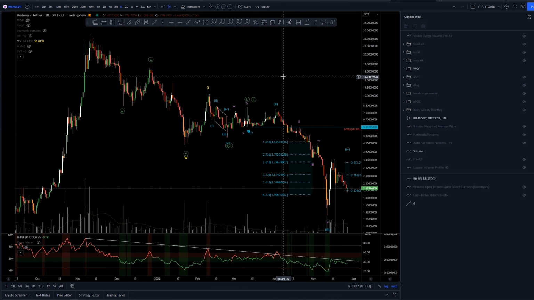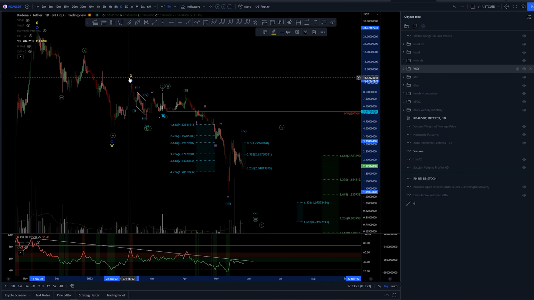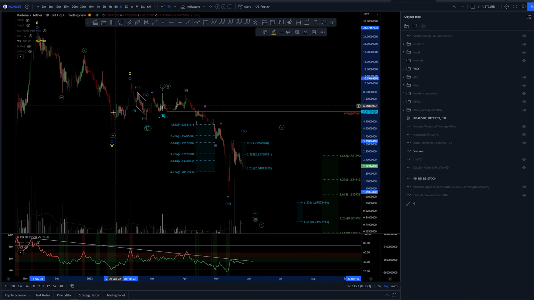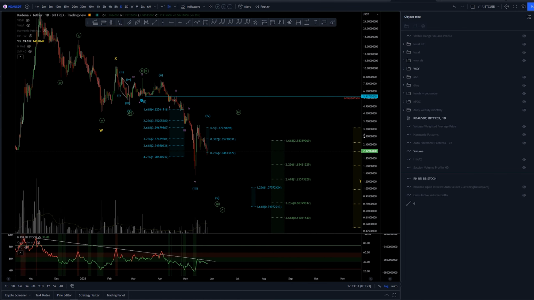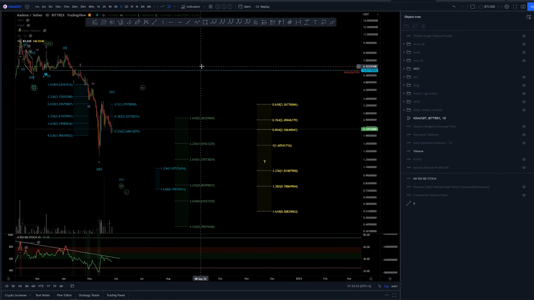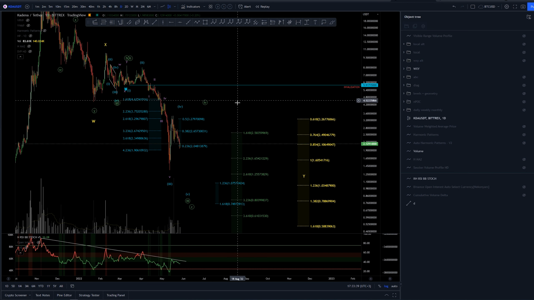Now let's get into this medium time frame stuff here. That is a bit more interesting. We have a WXY into minor W here, then another ABC here into X, and then we have some structure coming down from there. 1.618 here for the WXY count is all the way down here around 50 cents, so you don't need to worry about that as of yet.